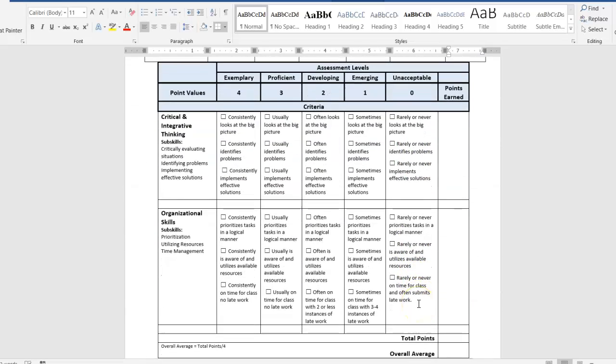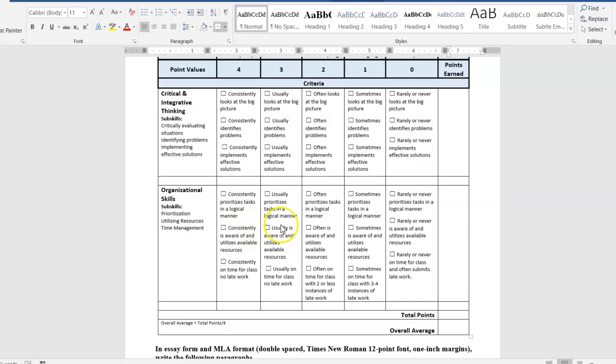We have critical and integrative thinking, with critically evaluating situations, identifying problems, and implementing effective solutions, and then organization skills. So we have prioritization, utilizing resources, and then time management is the last one. After you give yourself your scores, add them up to get your total points. All right.